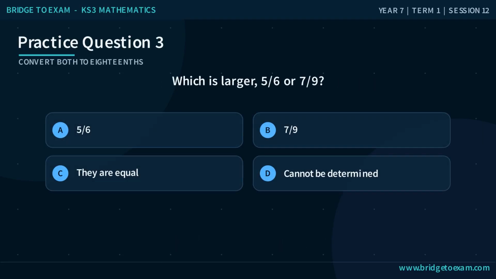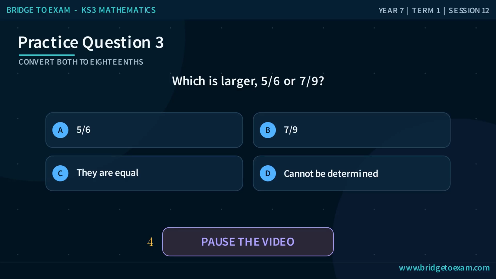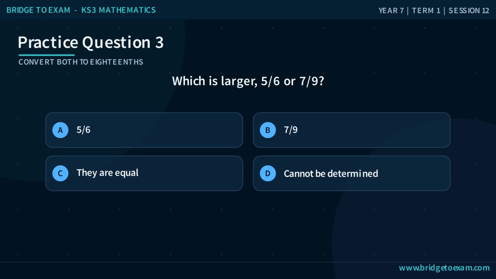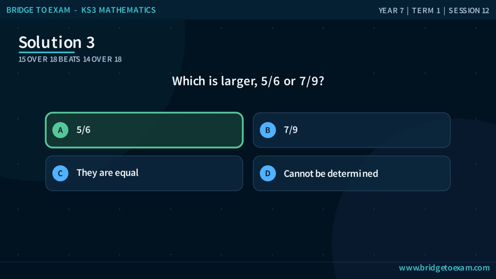Practice question 3. Which is larger, 5/6 or 7/9? Option A is 5/6. Option B is 7/9. Option C is they're equal. Option D is it can't be determined. Pause and convert both fractions to 18ths before you decide. Option A is correct. 5/6 is larger.